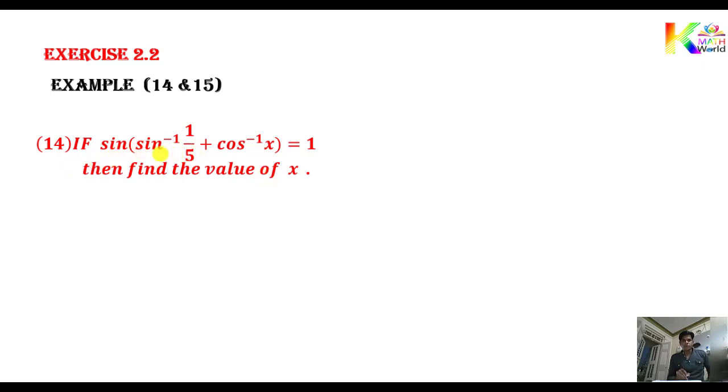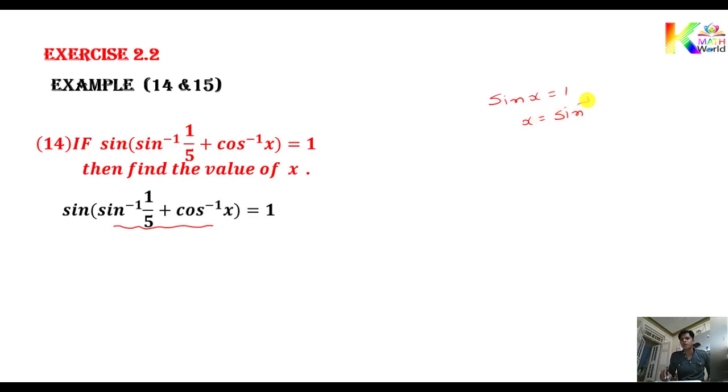So this is the thing that is given. So you can consider firstly that sine of sine inverse 1 by 5 plus cos inverse x equals 1. Now suppose you consider this whole thing as x, then you get something like this: sine x equals 1. If you remove this sine function from this side, then this sine function converts on that side to sine inverse. So we can say x equals sine inverse 1. So in the next step, sine on that side is converted to sine inverse 1.